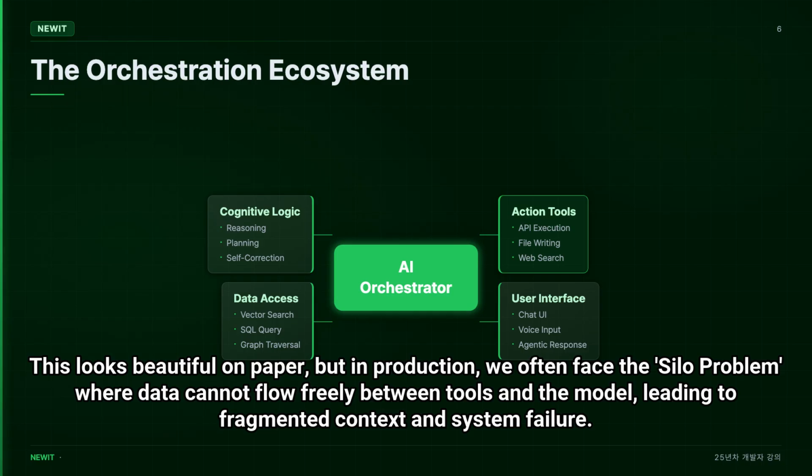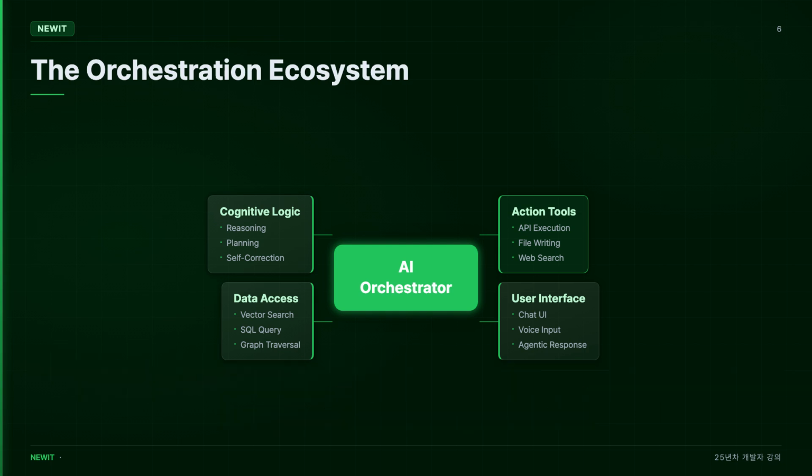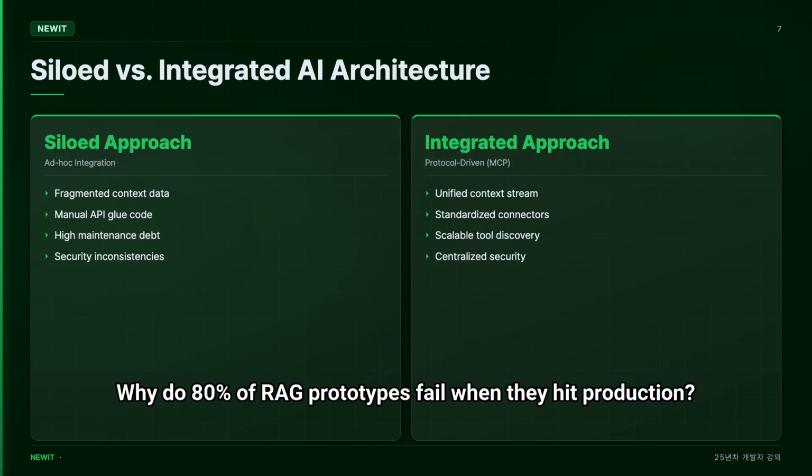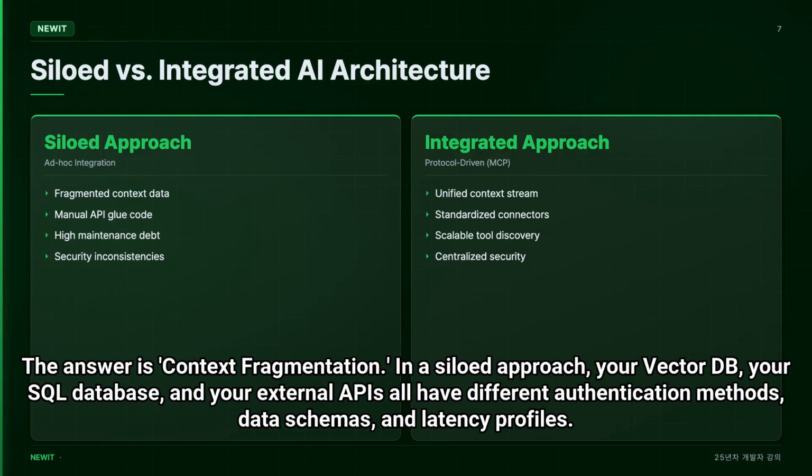This looks beautiful on paper, but in production, we often face the silo problem where data cannot flow freely between tools and the model, leading to fragmented context and system failure. Why do 80% of RAG prototypes fail when they hit production? The answer is context fragmentation.